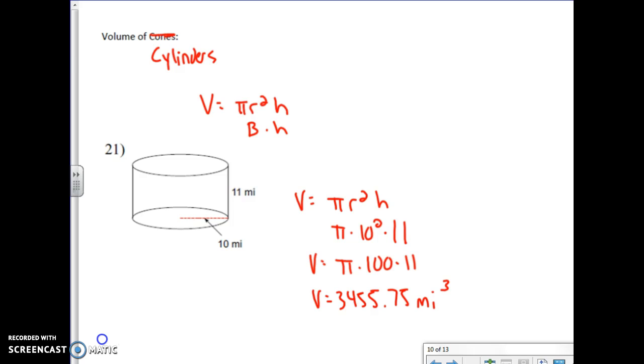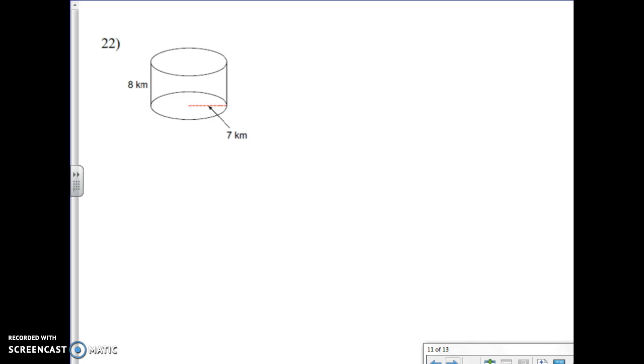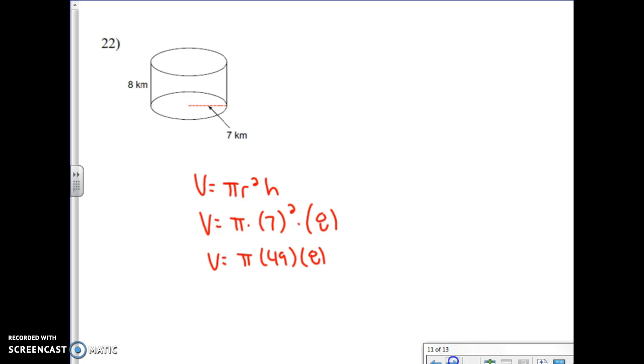Okay. And let's look at this one. Same idea. Volume equals pi r squared h. So volume is pi times the radius, which is 7, squared times h, which is 8. So volume equals pi times 49 times 8. And I get my volume to be 1,231.5 kilometers cubed. So in a second, you guys are going to try 23 and 24, and we'll talk about those in a second. So you'll see the answers in a second.